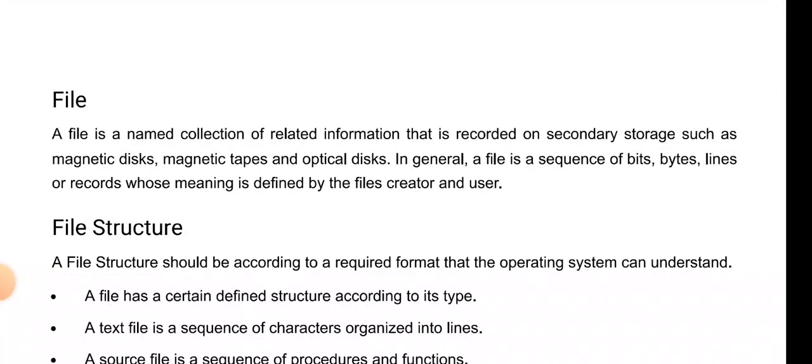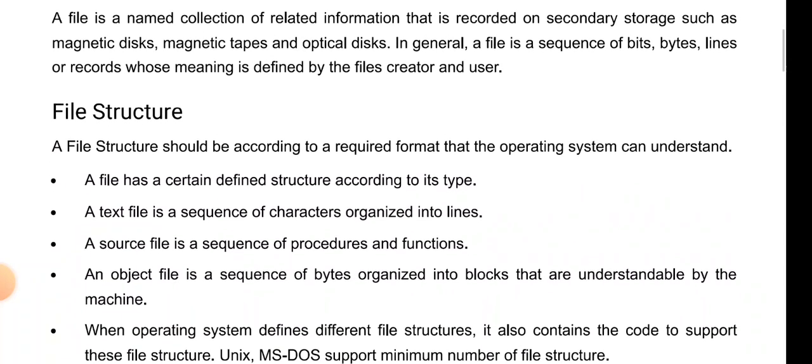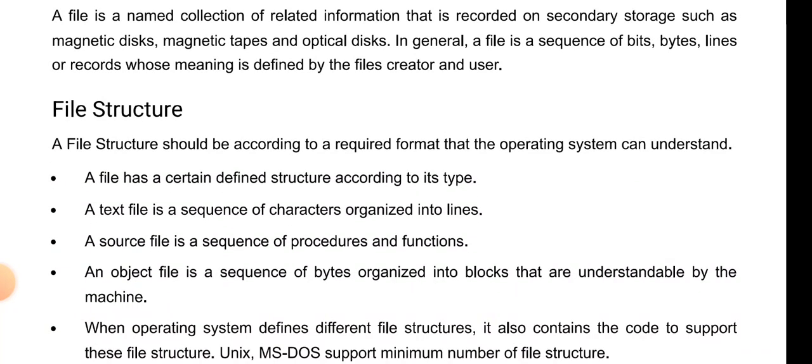File structure. A file structure should be according to the required format that the operating system can understand. A file has a certain defined structure according to its types. A text file is a sequence of characters organized into lines. A source file is a sequence of procedures and functions. An object file is a sequence of bytes organized into blocks that are understandable by the machine.